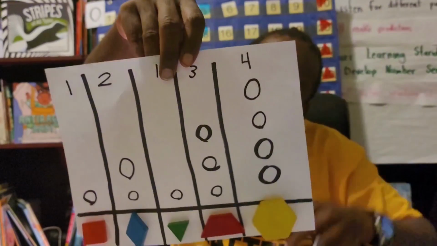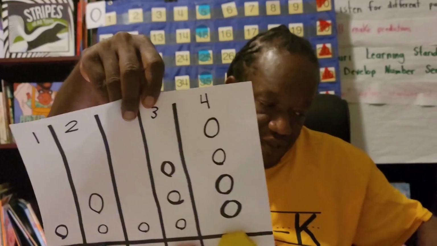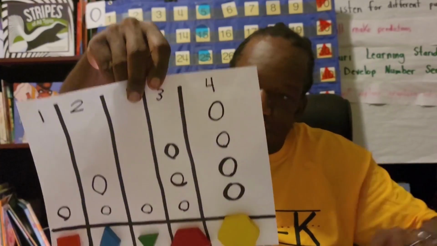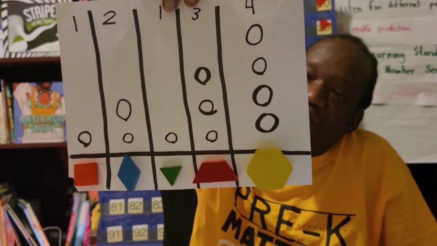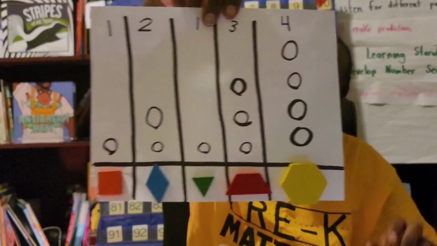There we go. So we made a graph of the shapes that we had in our cup. Okay, everybody. So graphing just makes it easy to show the data. I could have showed you what was in the cup, but if I put it on a graph, it made it so much easier.